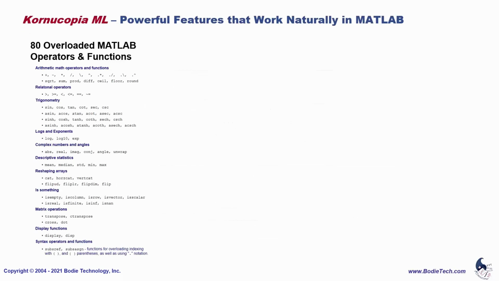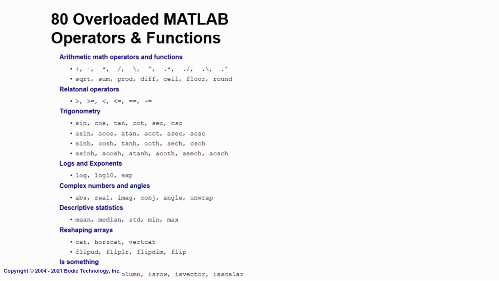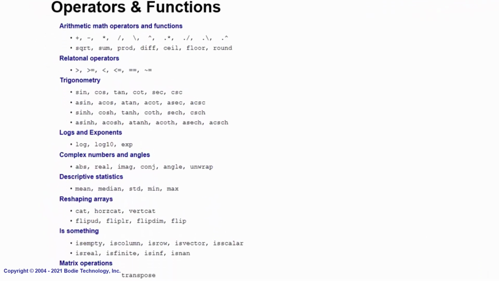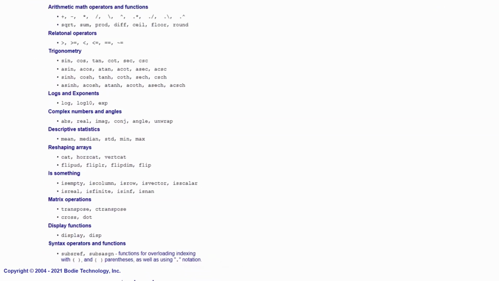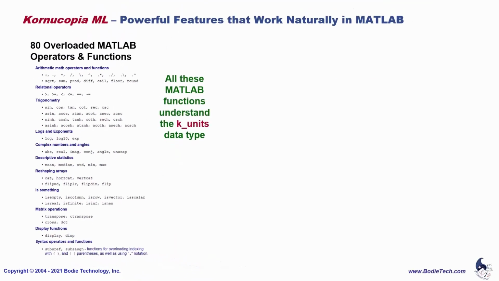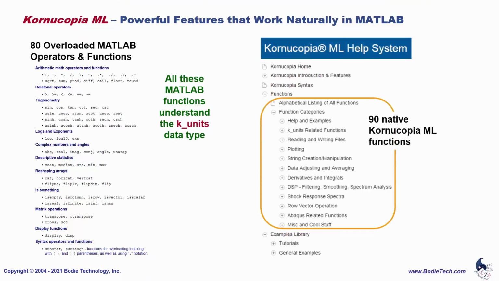Kornucopia ML's powerful features work naturally in MATLAB. There are over 80 overloaded MATLAB operators and functions, so that you can do math very naturally in MATLAB. All of these functions listed here understand the K-units data type. In addition to that, there are over 90 native Kornucopia ML functions to do a large range of common tasks.